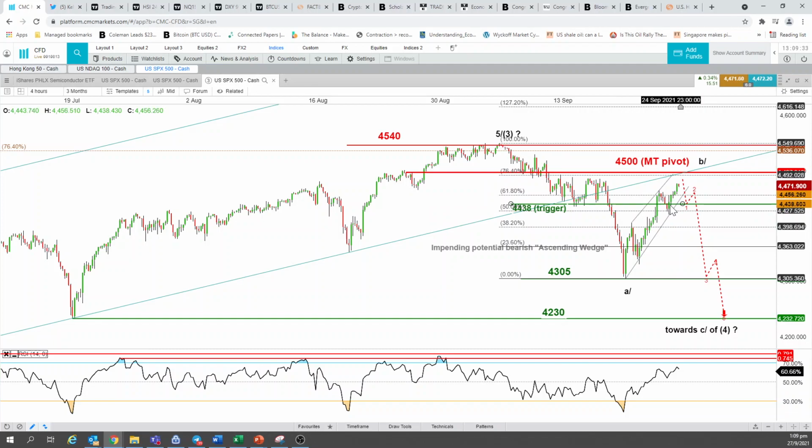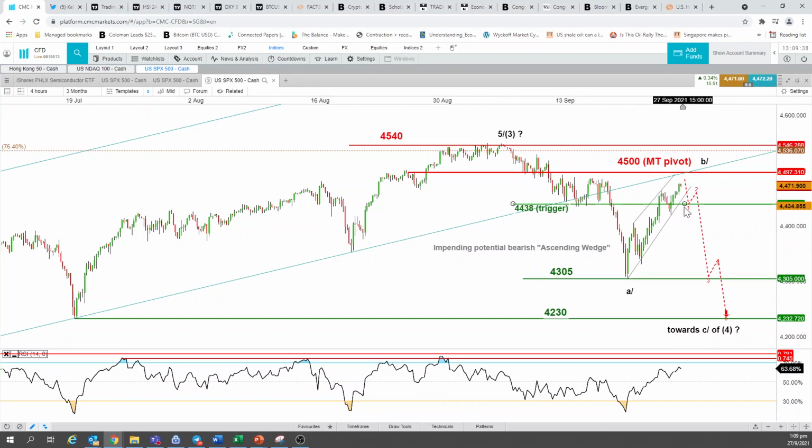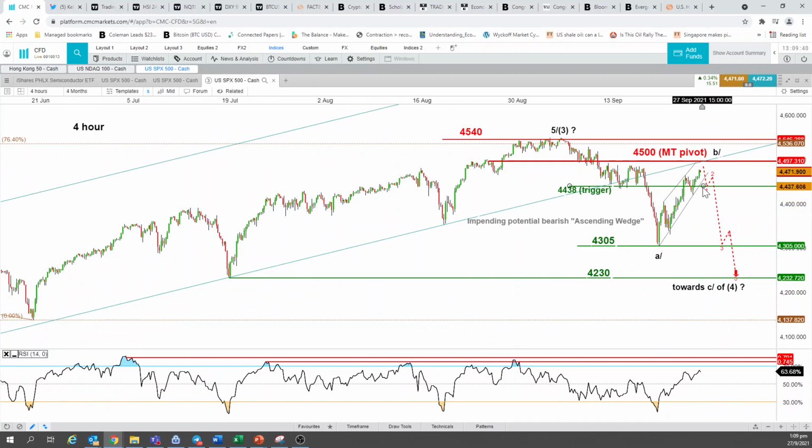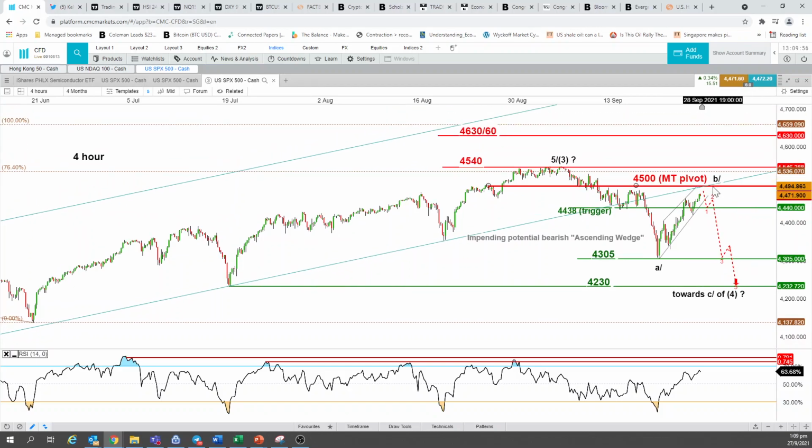So a break below the 4438 level. Okay, let me remove this. The 4438 level will actually reinforce the start of another potential corrective down leg to retest 4305, which was last Monday's low, and below it we shall see the next support at 4230. So on the other hand, a daily close above 4500 will invalidate this corrective down move, and we may start to see another impulsive up move.